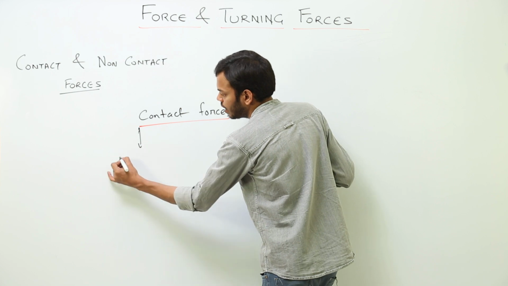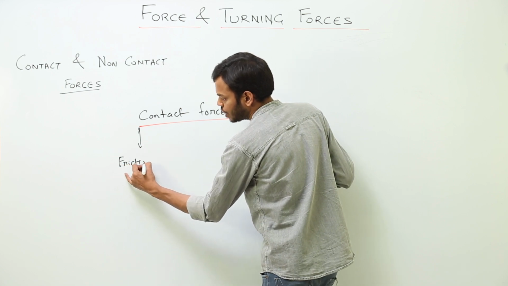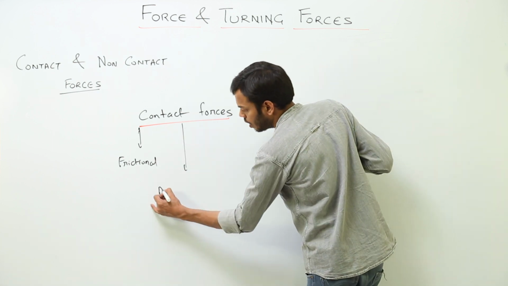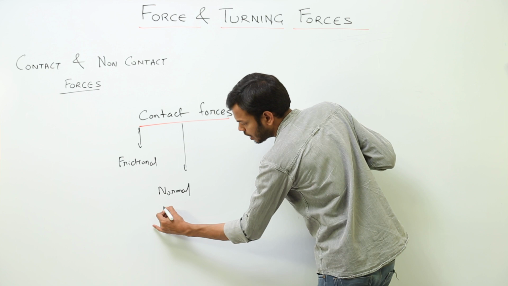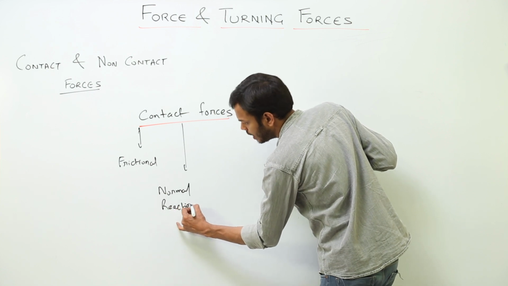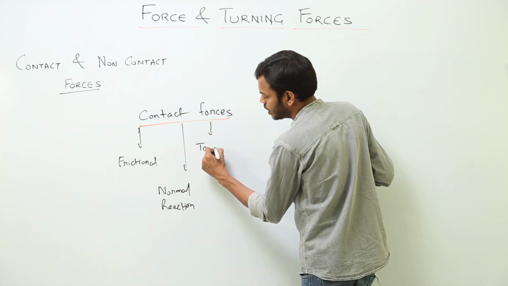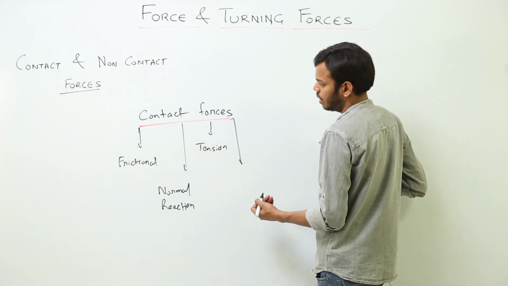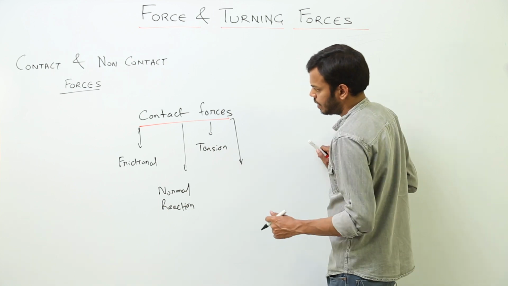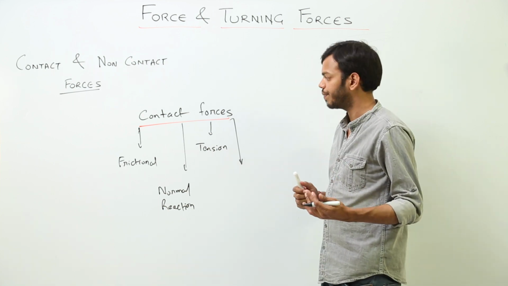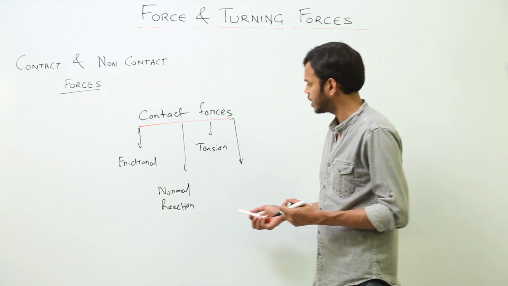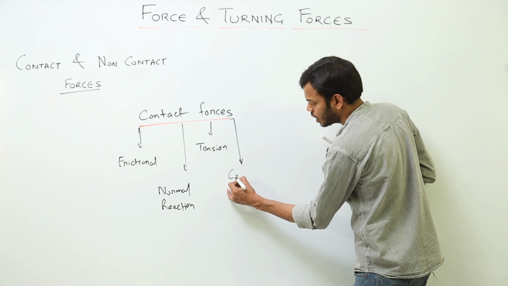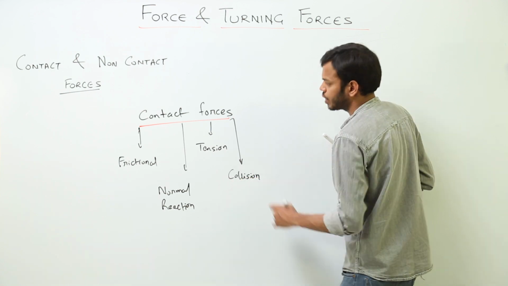So examples are, number one, frictional force. It is always when the bodies are in contact. Then normal reaction force, right? Then we have tensional force or tension. Lastly we have, what do we have? Any other contact forces we know about? We have done frictional, we have done normal reaction, we have also done tensional forces. Okay, last one is the example I was giving you. This is collision, the collision forces.